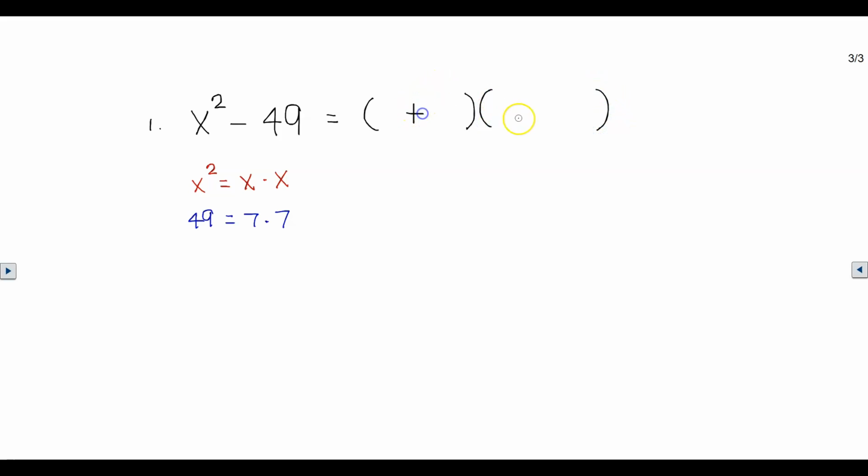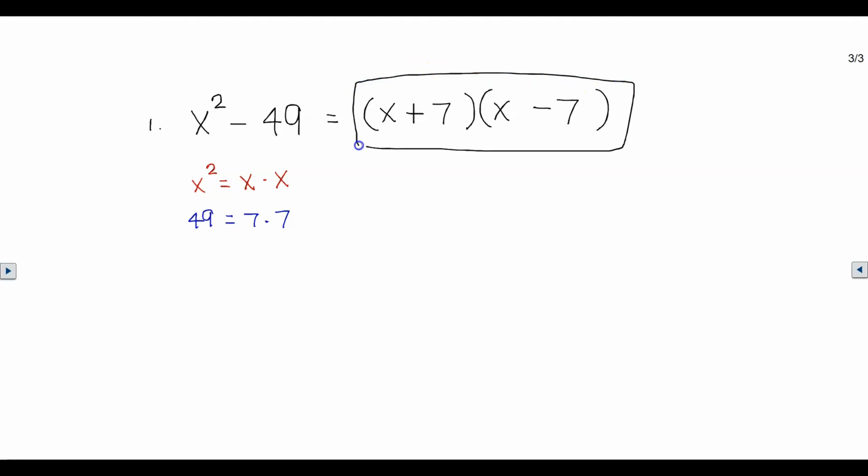Remember, one of these will be a plus and the other will be a minus. Your x squared, it turns out, is x times x. Your 49, it turns out, is 7 times 7. So here is the multiplication problem that we would write for x squared minus 49: x plus 7 times x minus 7.